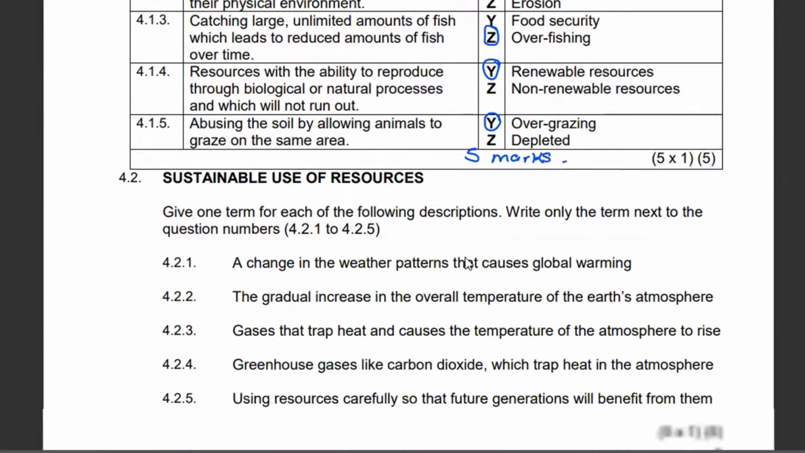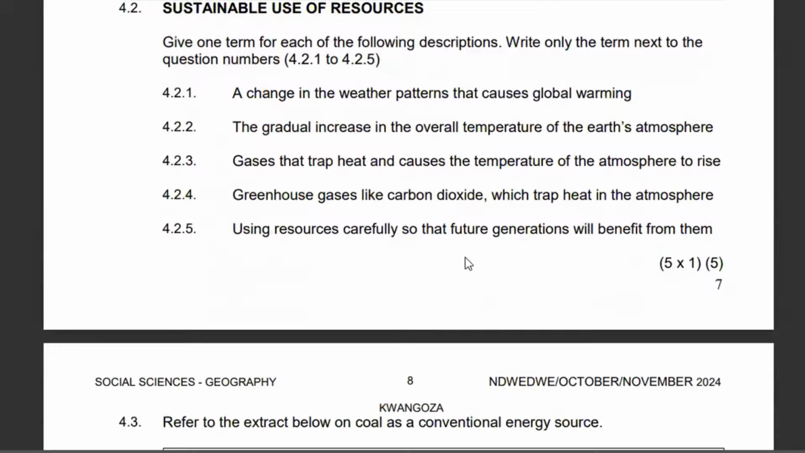Okay, and then let's look at: give one word for each of the following descriptions. Write only the term next to the question number. A change in the weather patterns that causes global warming is called climate change. Then the gradual increase in the overall temperature of the Earth's atmosphere is called global warming.